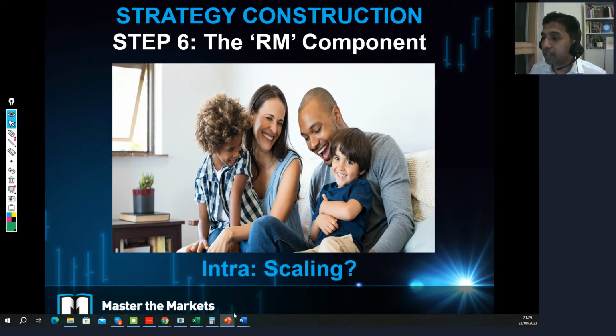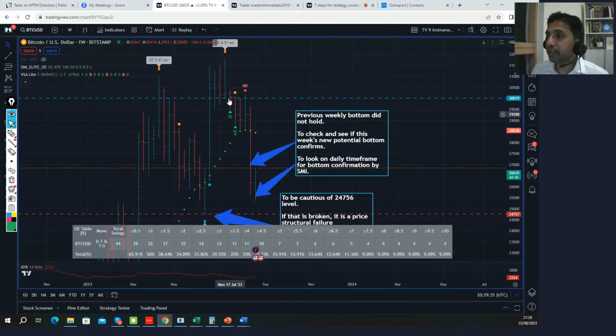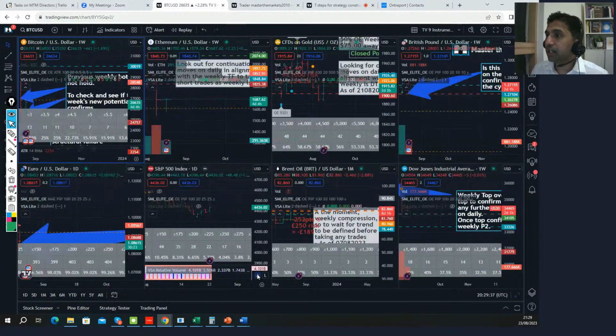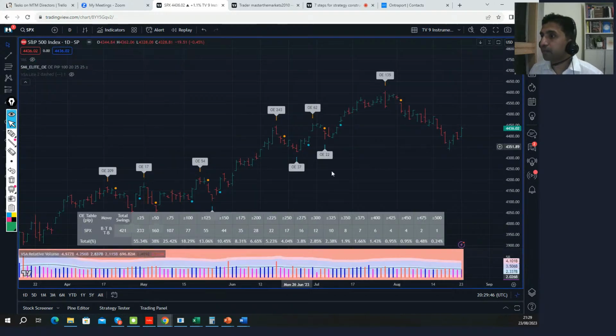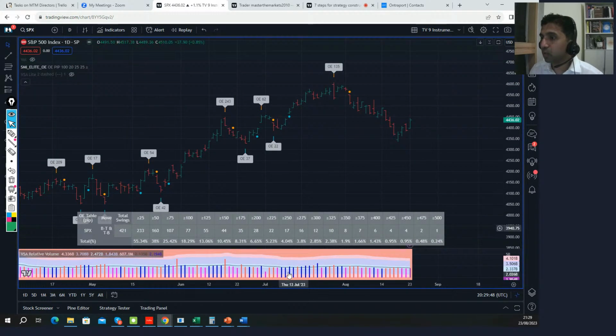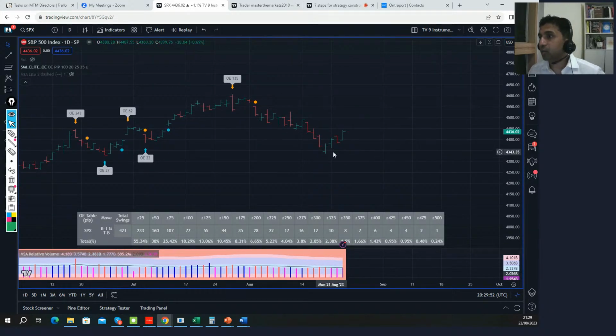What do I mean by this intra risk management? That means that while you are in the trade, let's say, for example, if I take maybe GBP USD or the S&P. Let me take the S&P for example. Once I'm in the trade, in this trade that I'm in at the moment, highly probably I think that this bottom is going to confirm today.